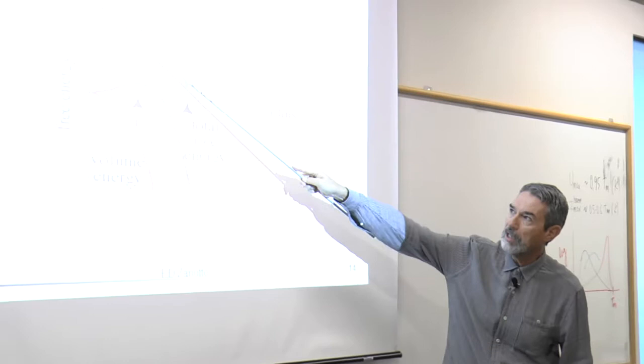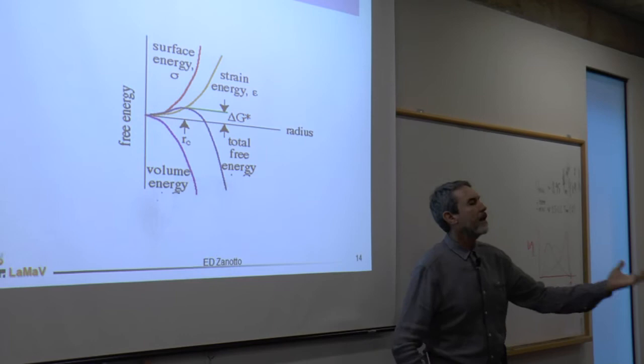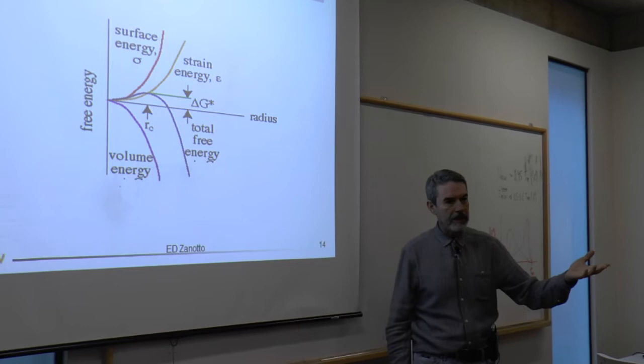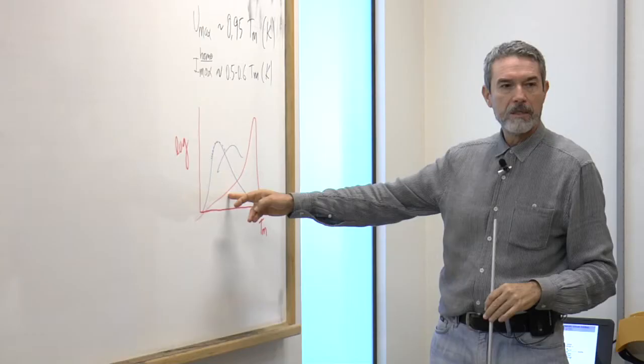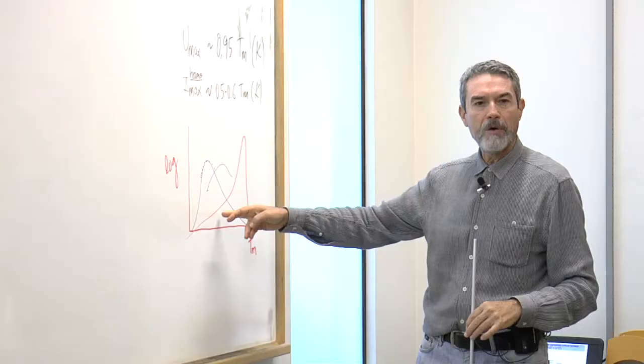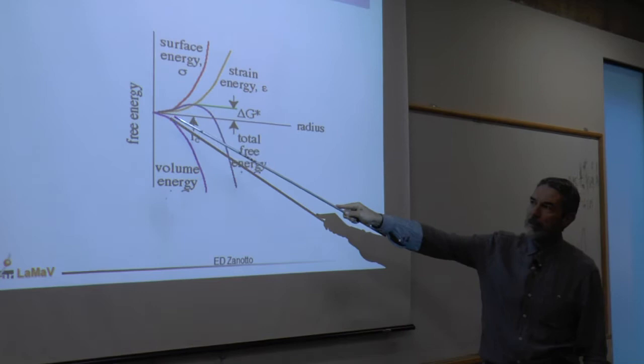So this is positive, this is positive. On the other hand, there is a negative contribution. The volume free energy of a crystal-like phase is always less than the free energy of a liquid, because this is a supercooled liquid. We are below the melting point, so the stable phase is the crystal phase. So we have two positive terms, one negative term, and the sum will give the resulting curve.